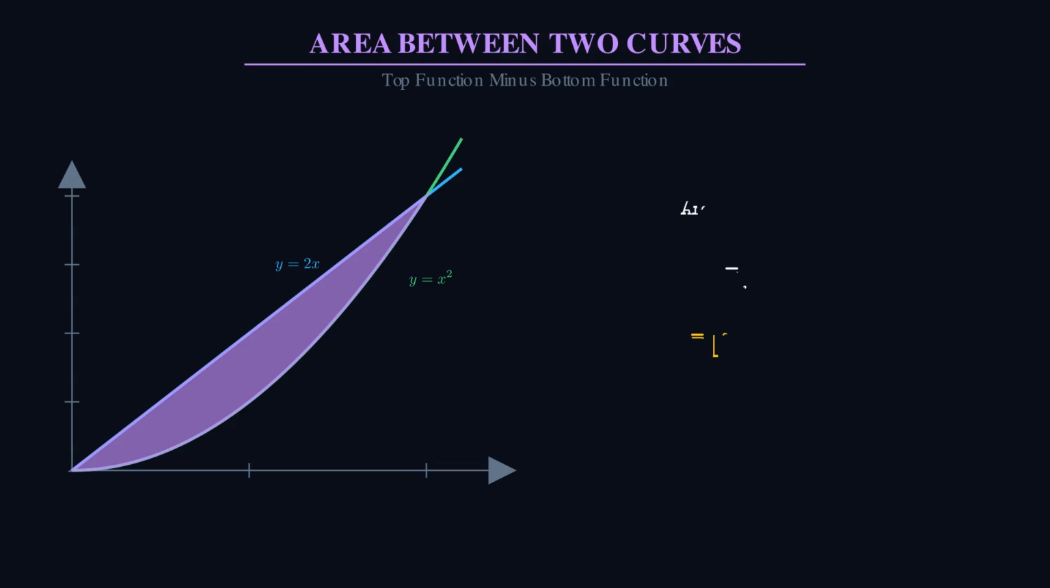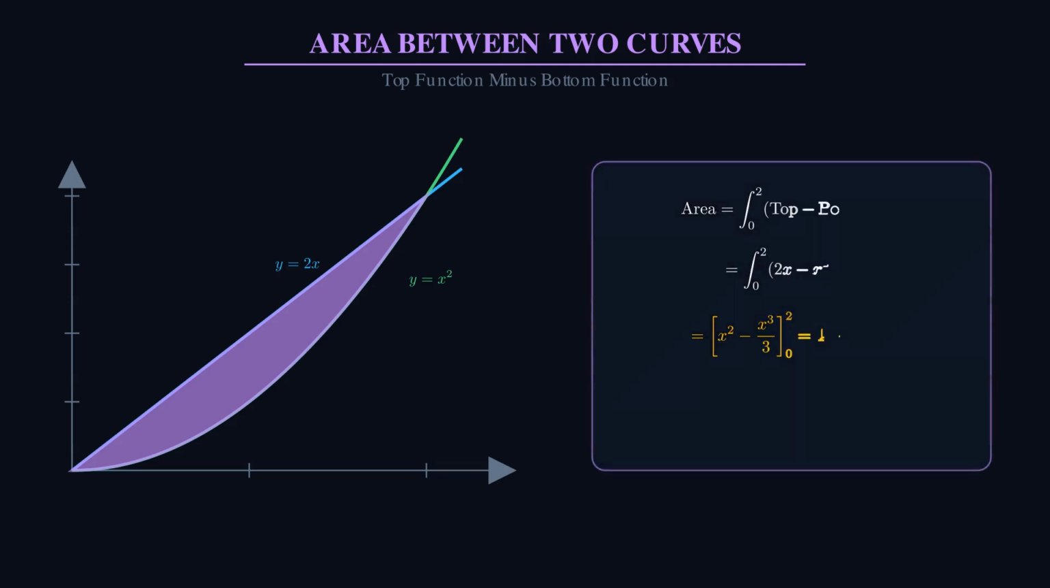To find the area trapped between the curves y equals 2x and y equals x squared, integrate top minus bottom from 0 to 2, yielding 4/3.